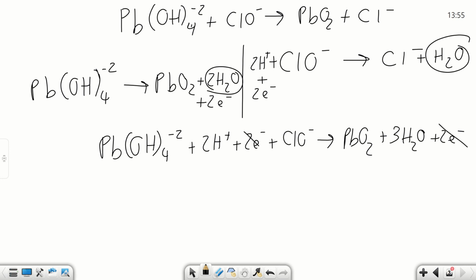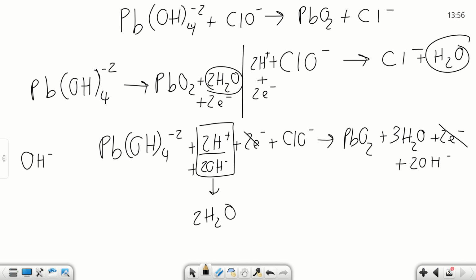Then this is the extra step in base. What I have to do is add hydroxides, OH minuses, to add to any H pluses in the problem. And however many I add on the one side, I have to do the other. So since I have 2 H pluses here, I'm going to add 2 OH minuses, which means I have to add 2 OH minuses to the other side. What happens now is the H plus and OH minus are going to form water. So I have now 2 H2Os on this side.